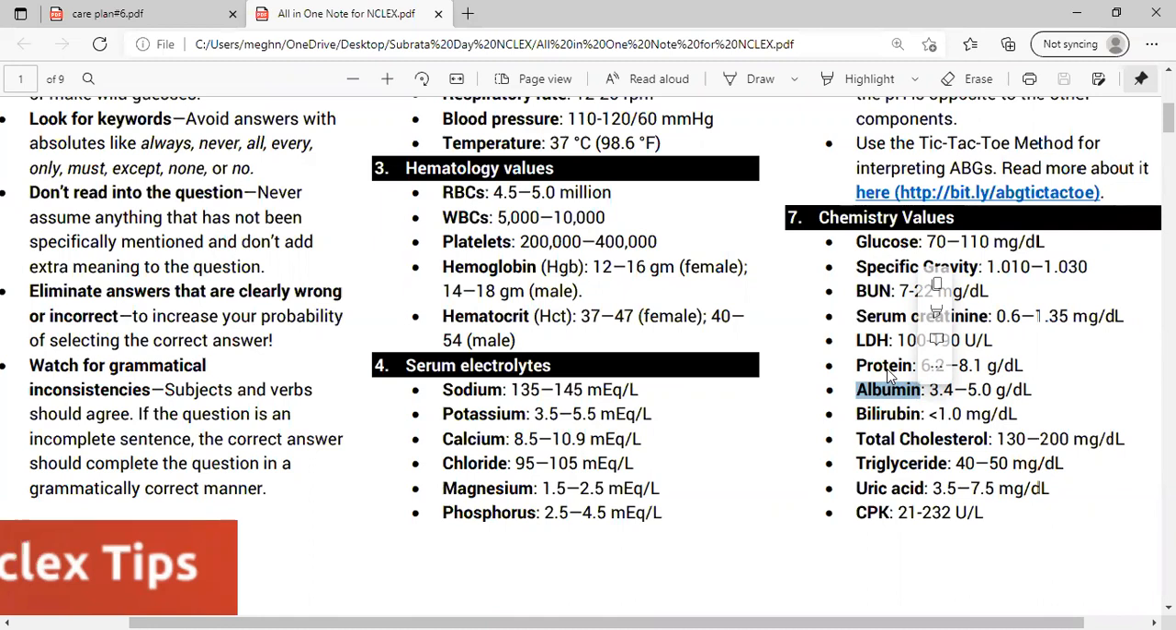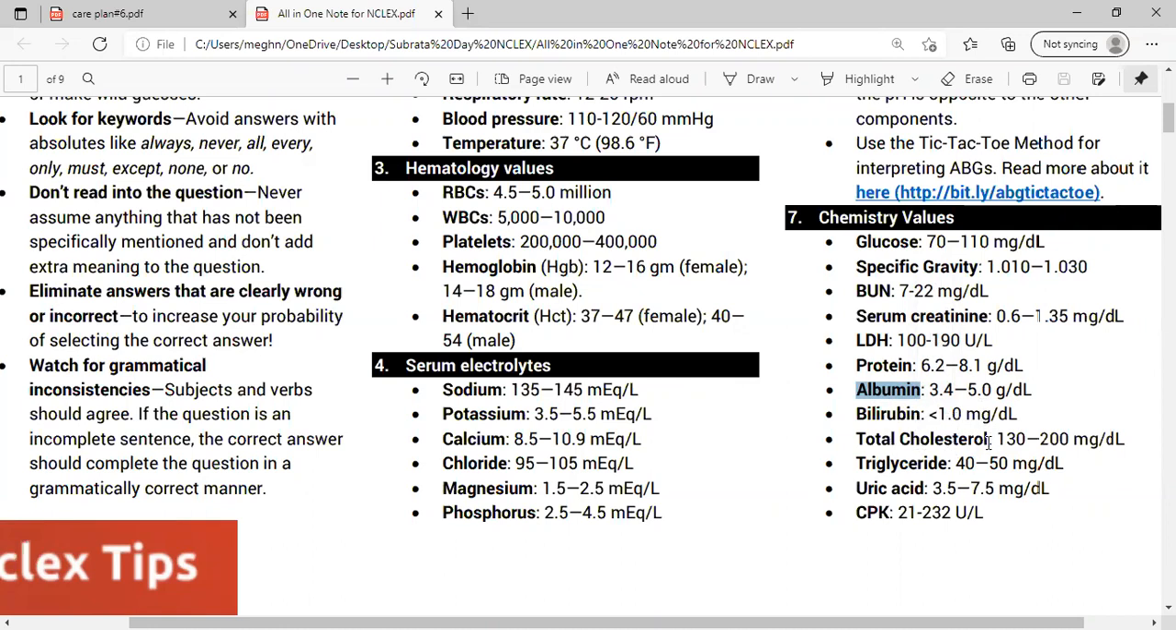When oncotic pressure is reduced, the patient develops ascites. Oncotic pressure means if there is protein imbalance, oncotic pressure is also imbalanced. Bilirubin level should be less than 1.0. Right? If it is more, the patient develops jaundice.